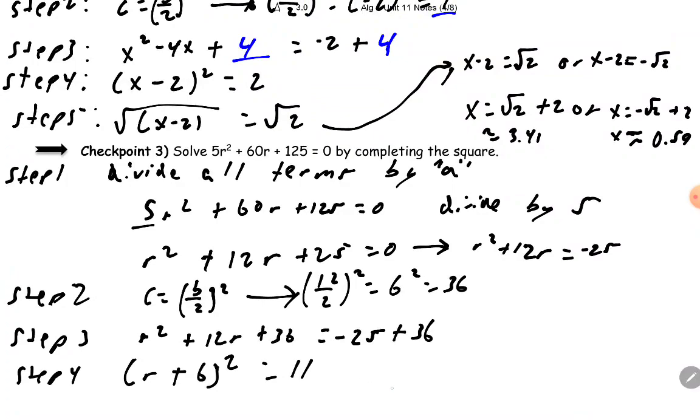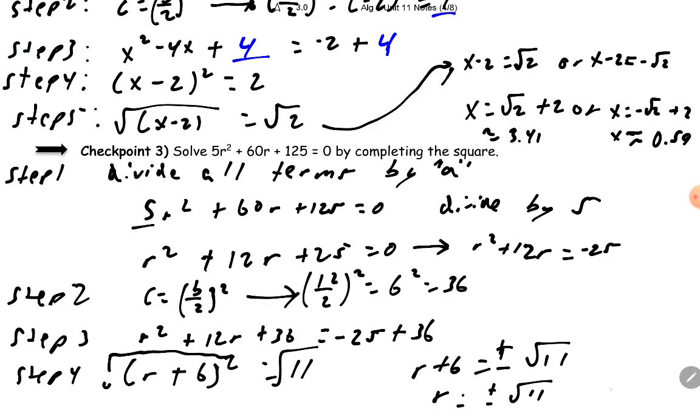And then step 5. We're going to take the square root of both sides. So r plus 6 is equal to plus or minus the square root of 11. So r is equal to plus or minus the square root of 11 minus 6. So square root of 11 minus 6, or negative square root of 11 minus 6.